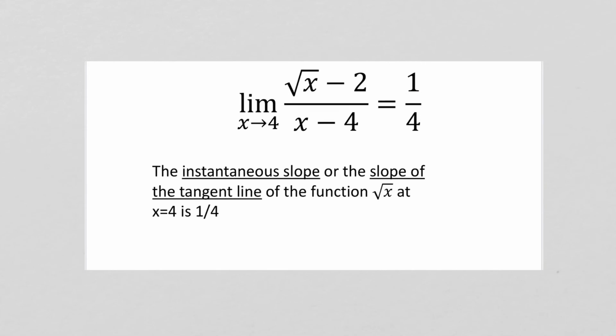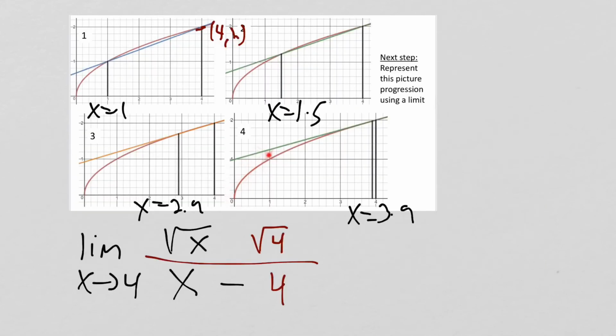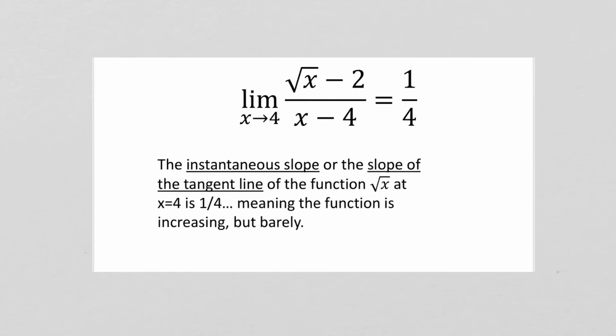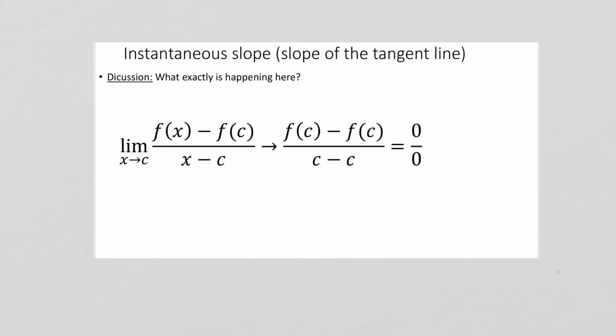And we know that about square root x, because what happens to square root x over time is it starts to get flatter and less steep. So at x equals 4, we're saying that slope is exactly 0.25 or 1/4. Okay? So this is an instantaneous slope formula, but before we actually get into that formula, what exactly is happening here?